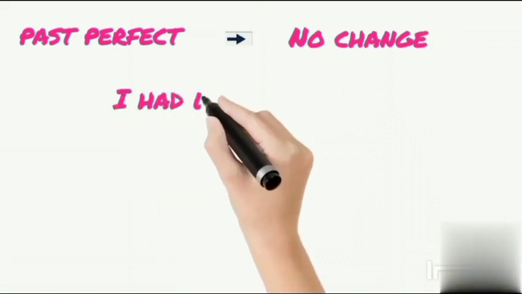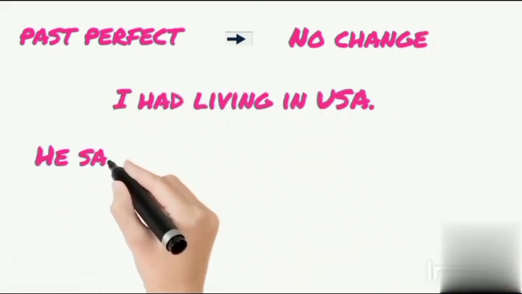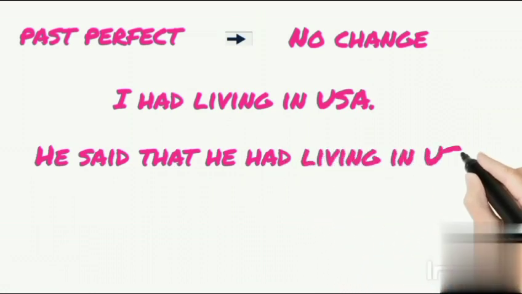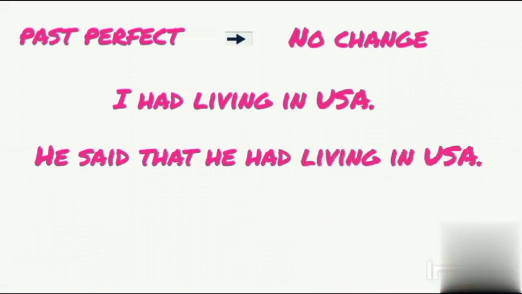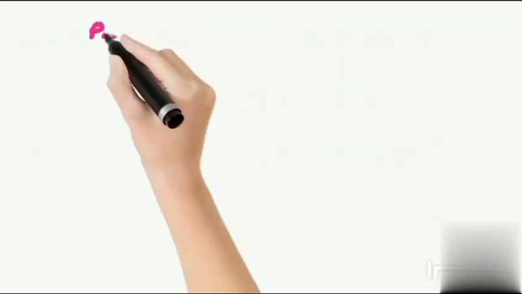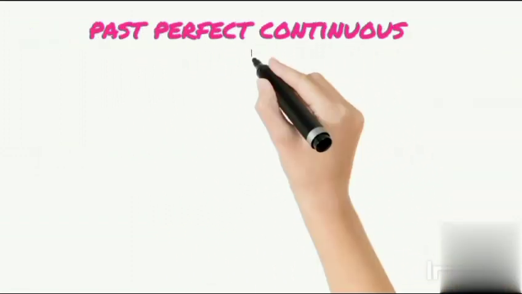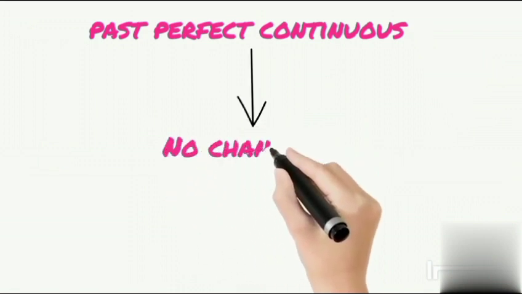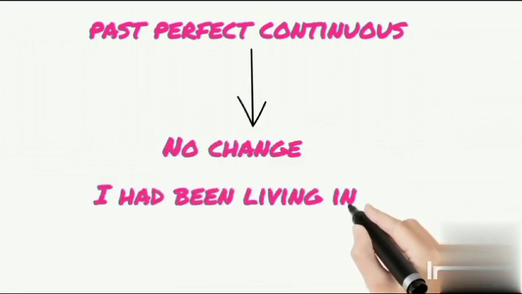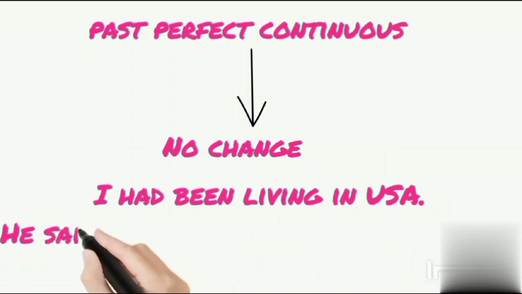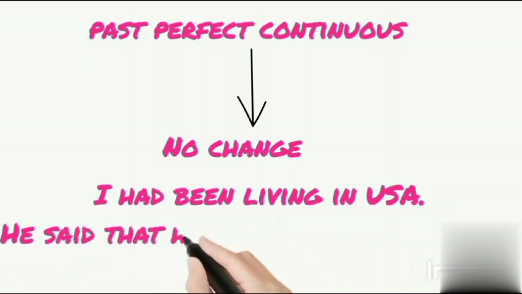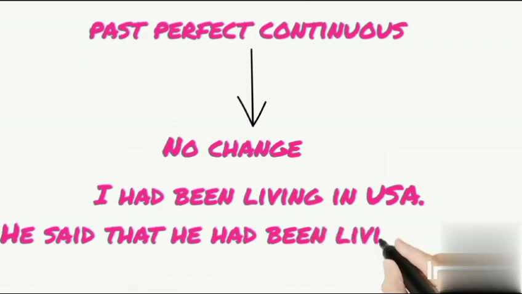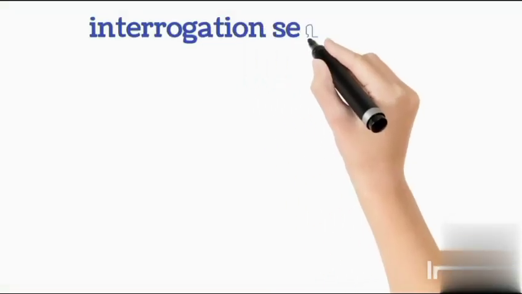Past perfect will not change. For example, I had lived in USA, and he said that he had lived in the USA. Past perfect continuous, as it is given, will not be changed. For example, I had been living in USA. The indirect narration will be he said that he had been living in USA, so there will be no change.